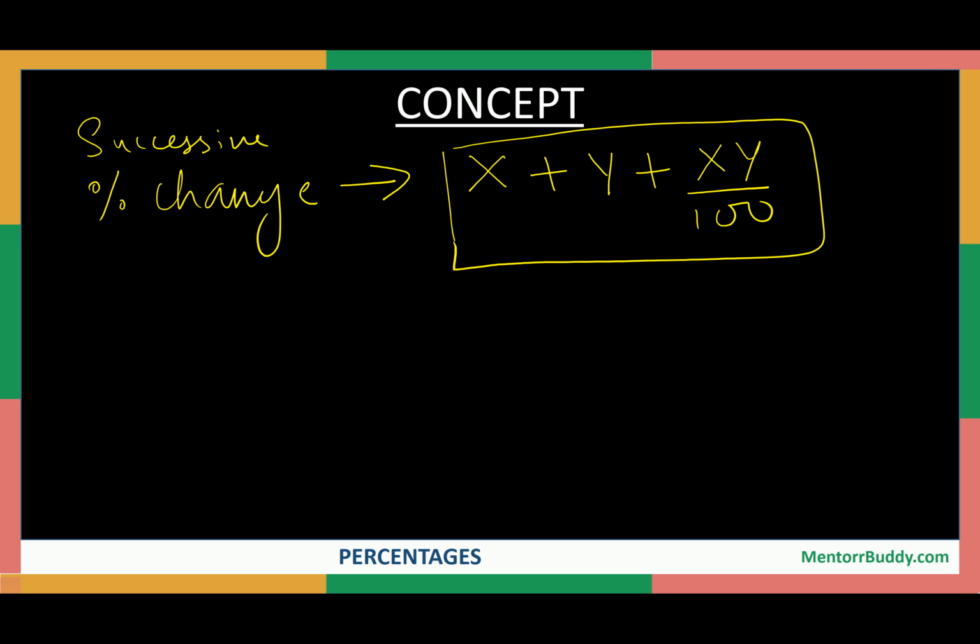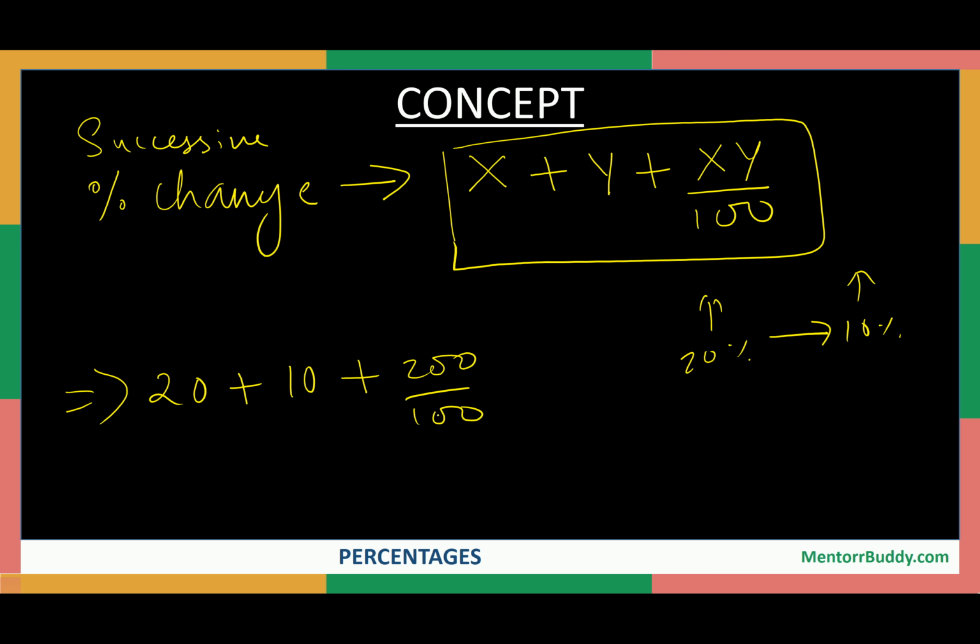Okay, apply this formula in our initial question, that is a percentage increase of 20%, and then next year there was an increase of 10%. So our answer was coming 32%. Let's apply it. This formula says x plus y plus xy upon 100. So x is 20 plus y is 10 plus 20 into 10 becomes 200 upon 100. That is equivalent to 20 plus 10 plus 2, that is 32. Yes, it is coming, without solving anything.